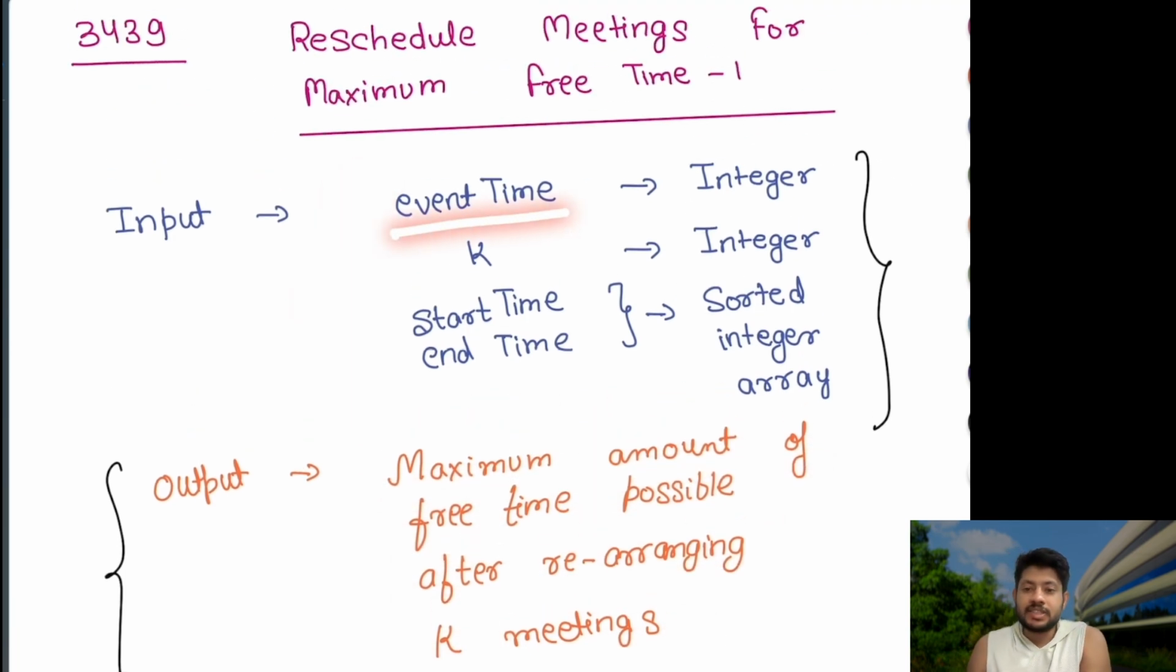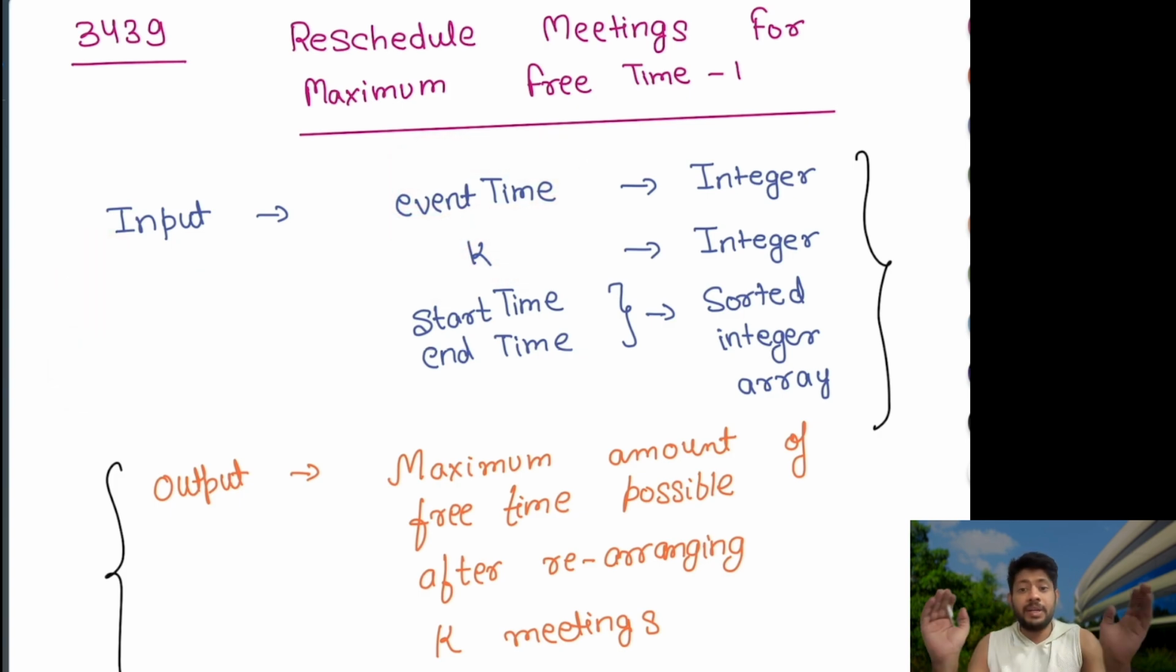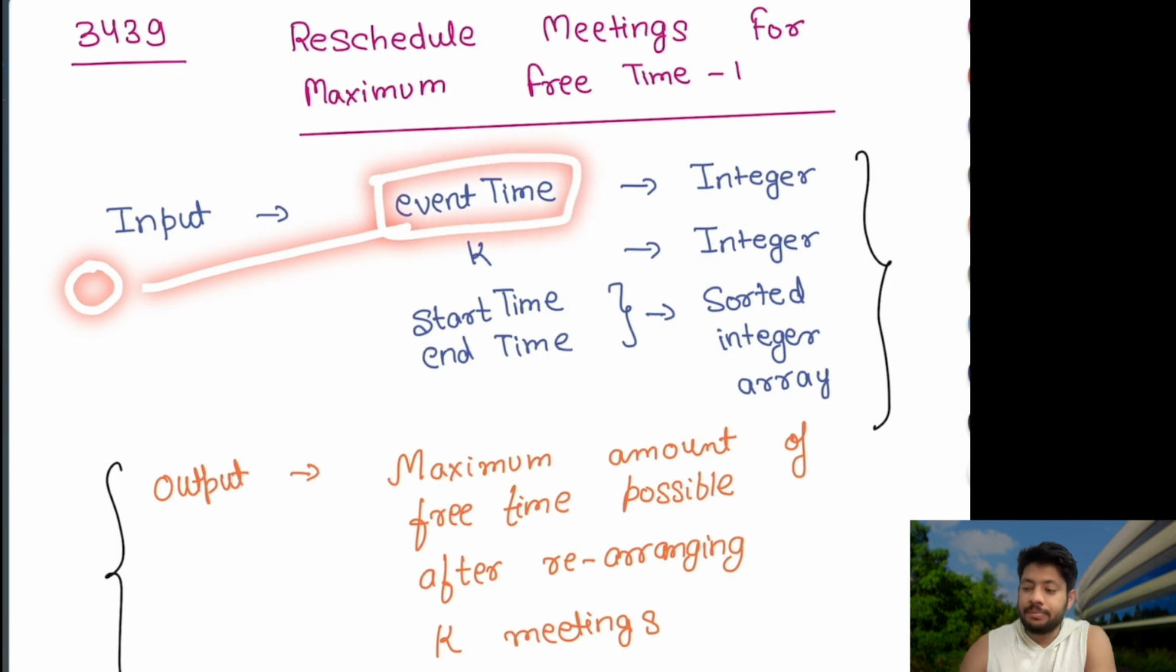So basically I will tell you what this input is all about. This event time is telling me that I have a complete schedule from 0 to whatever the event time is given. Let us say the event time is 10. It means there are meetings from 0 to 10. So event time is telling me when the meetings end, and the meetings are going to start from 0. This is fixed. Now you can consider this 0 as seconds, hours, days, anything. It doesn't matter for this particular problem. The only thing that matters is the event starts from 0 and ends at event time.